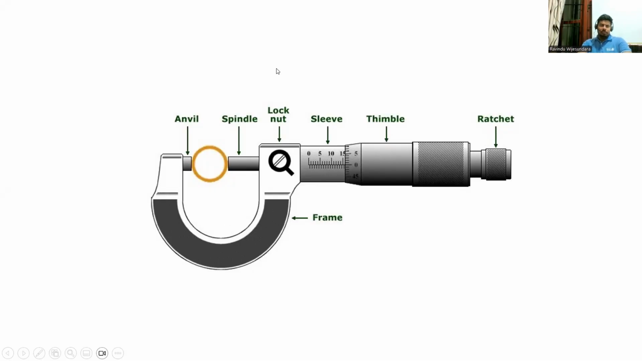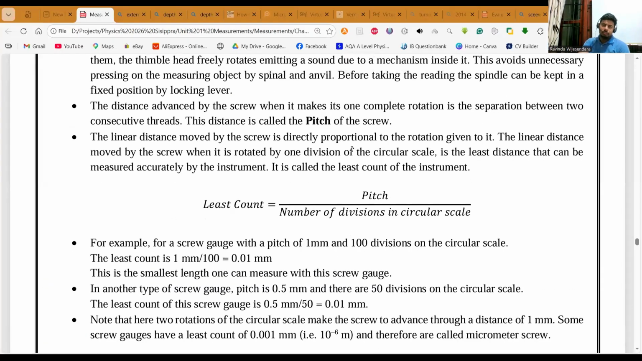So one specialty about this micrometer screw gauge is actually the least count or the pitch. Pitch means the linear distance traveled by the screw when it is completely rotated one cycle. So you take a nut, and you completely rotate it by one cycle. Then you can check how much distance it has moved forward, right? So the pitch is something like that.